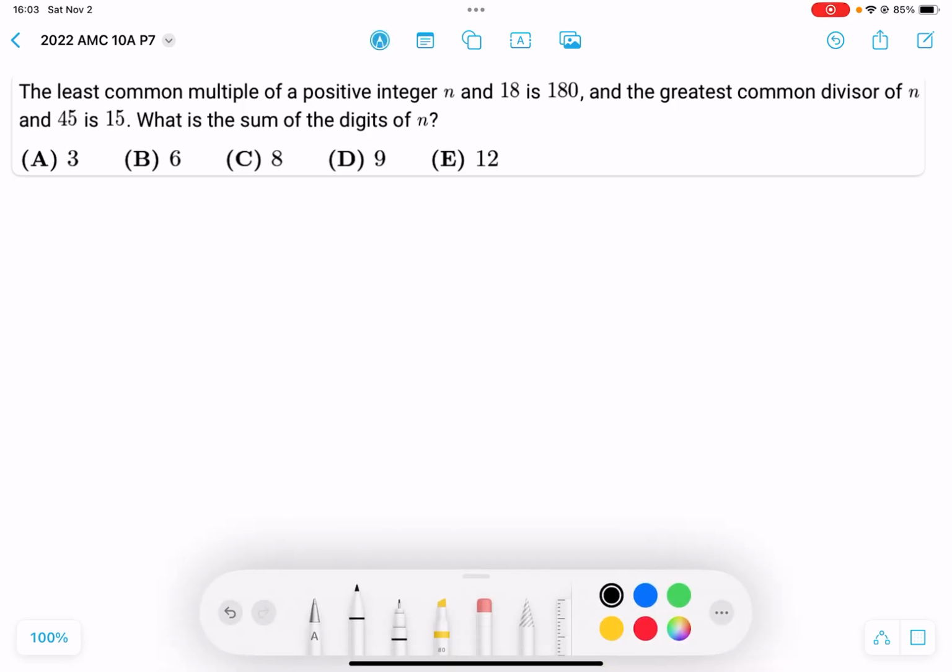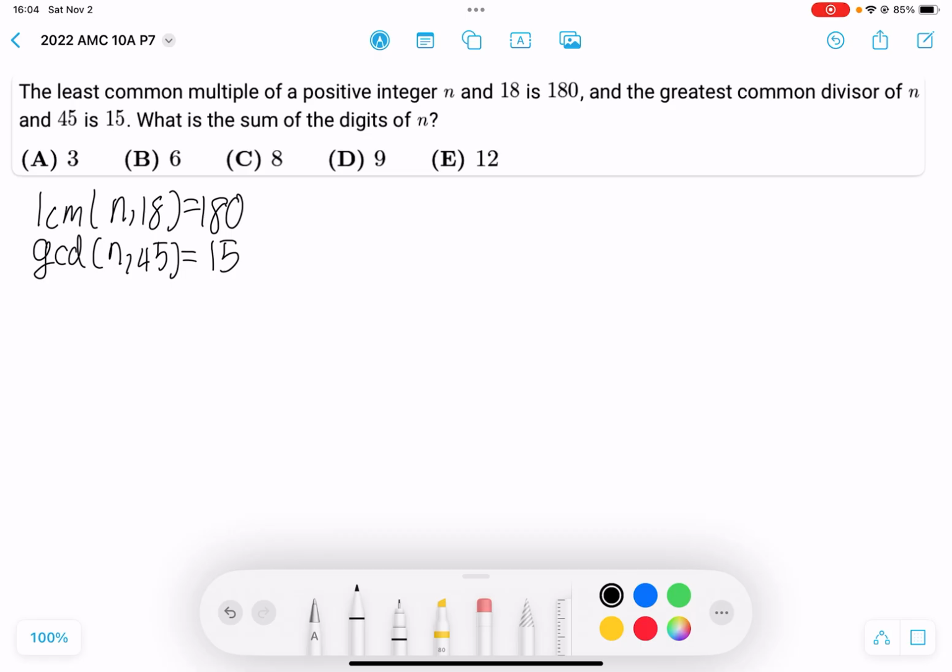So firstly, we want to just write these sentences in the problem with mathematical language. So we use the LCM notation. The LCM of n and 18 is 180. We also use the GCD notation. The GCD of n and 45 is 15. So what do LCM and GCDs actually tell us?